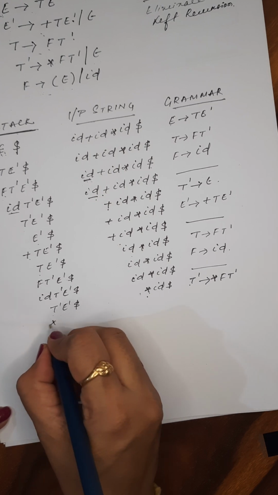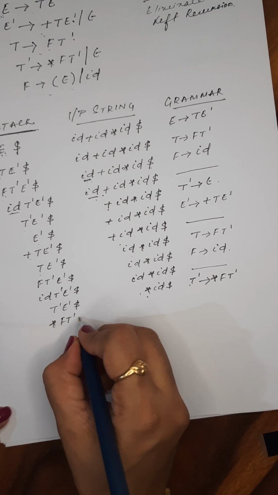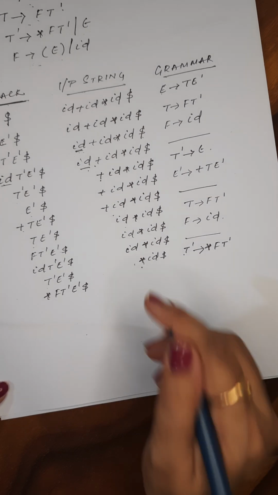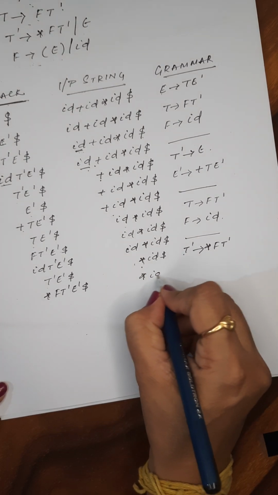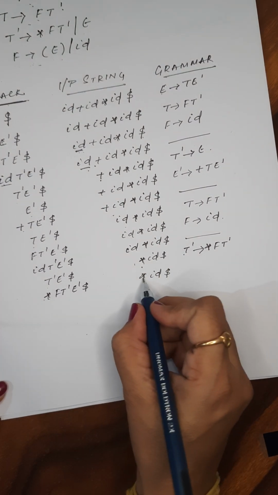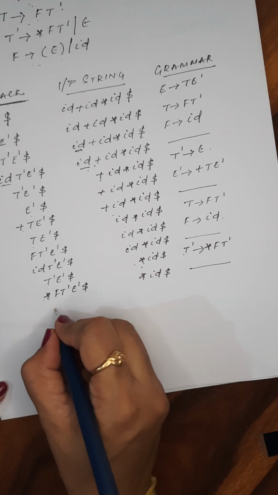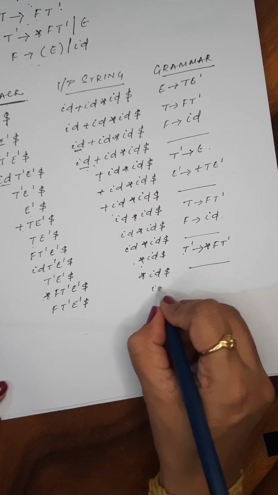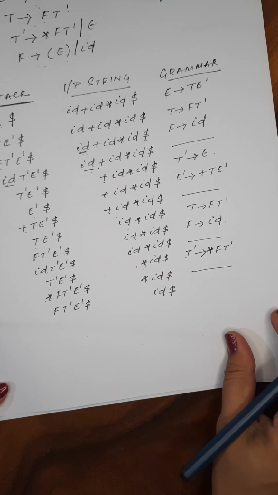So what will I write over here? Star F T dash E dash and dollar. Okay. Now star ID dollar. Star star matches, so no operation. So F T dash E dash dollar, ID and dollar.